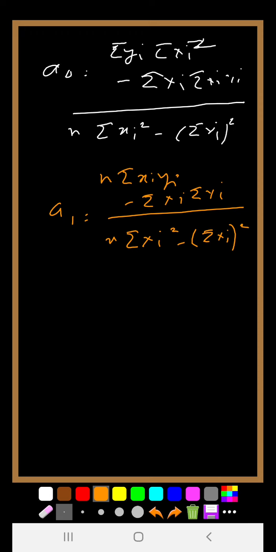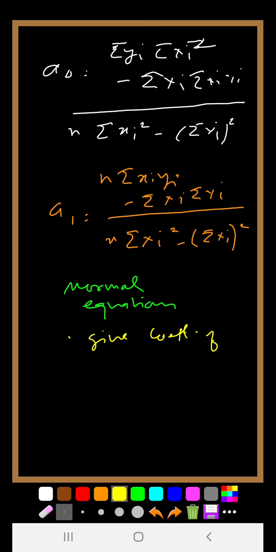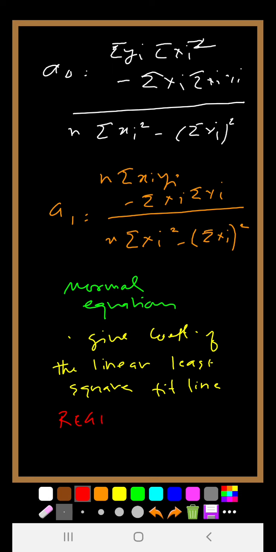So these two are called the normal equations, and they give the coefficients of the linear least square fit line, or so called regression coefficients.